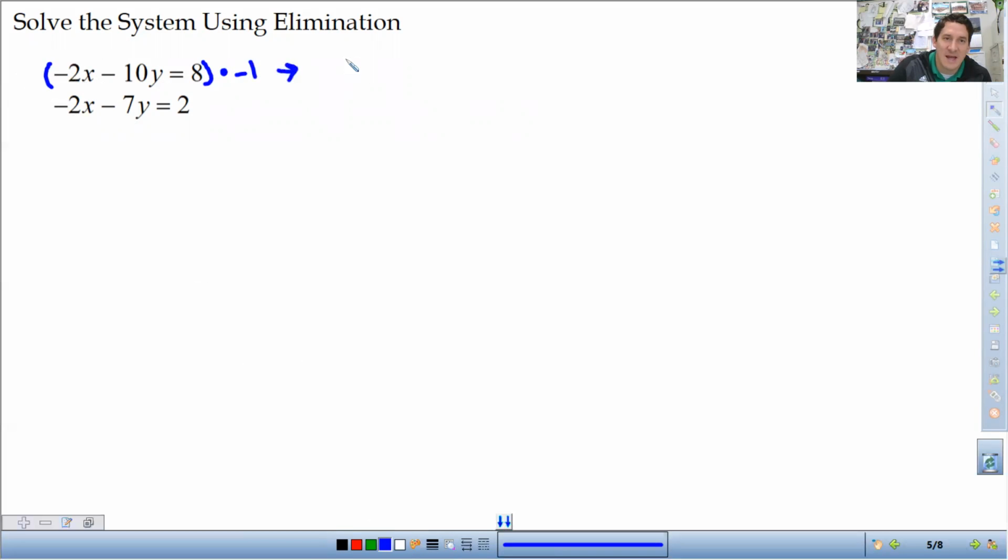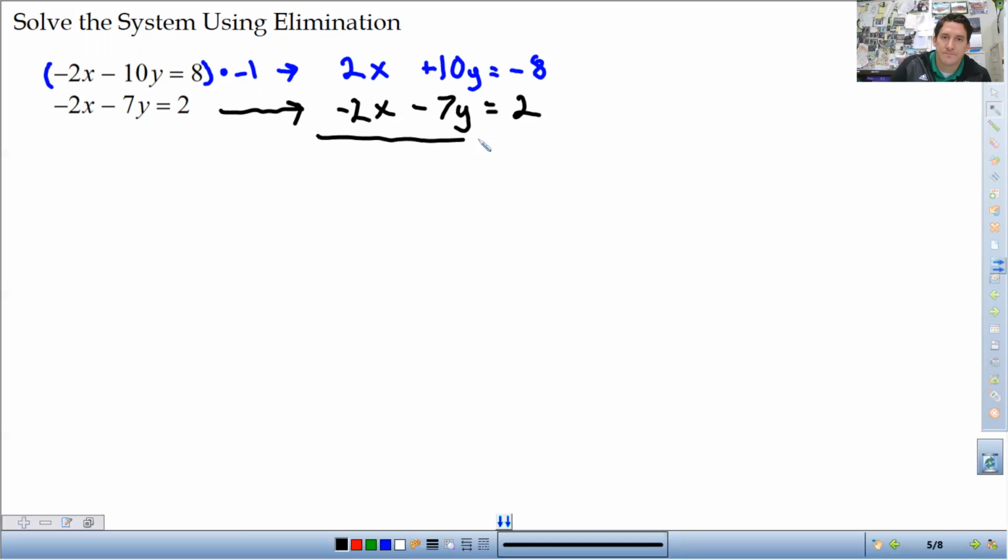When I do that, I get a +2x plus 10y is equal to -8. Gonna line up this equation underneath it. So -2x minus 7y is equal to 2. Add them together. 2x plus -2x, that cancels out. 10y plus -7y, that is a +3y, is equal to -8 plus 2 is -6.